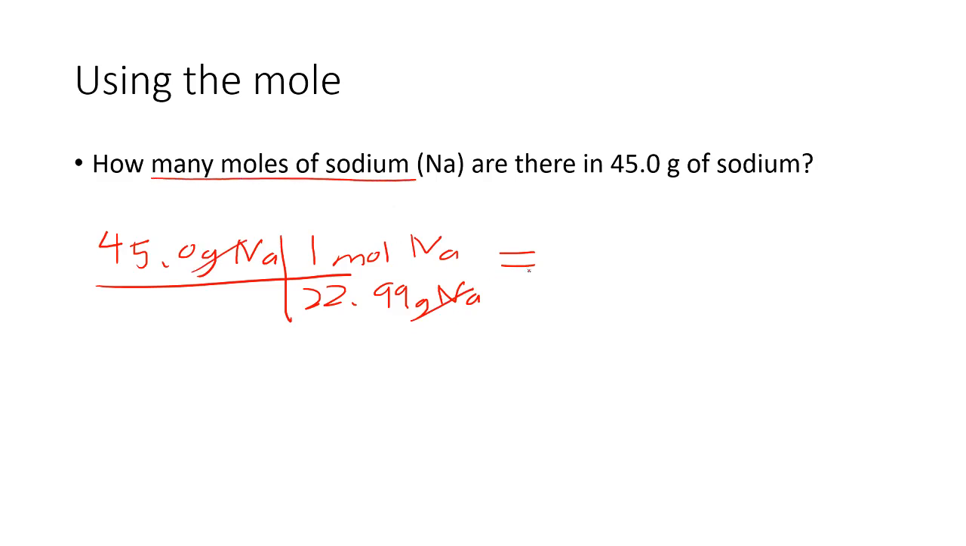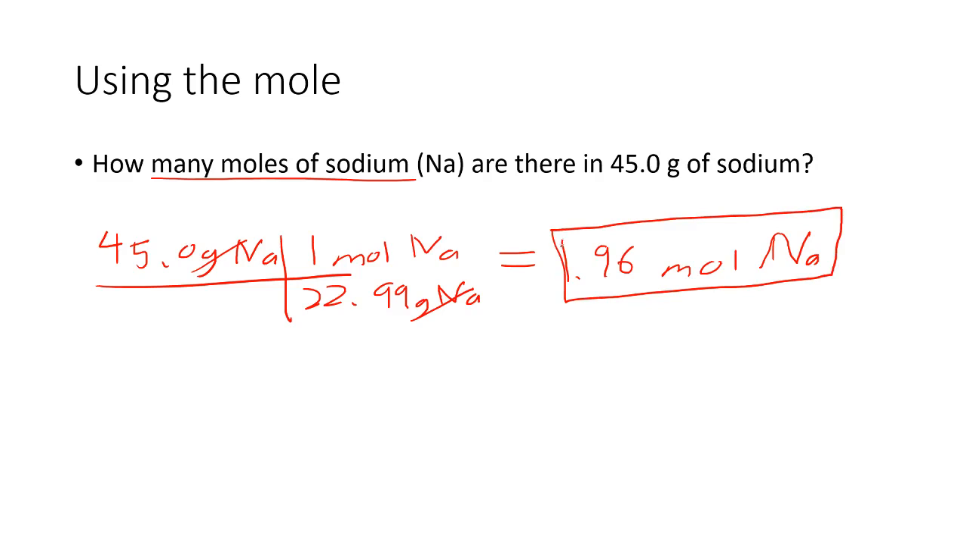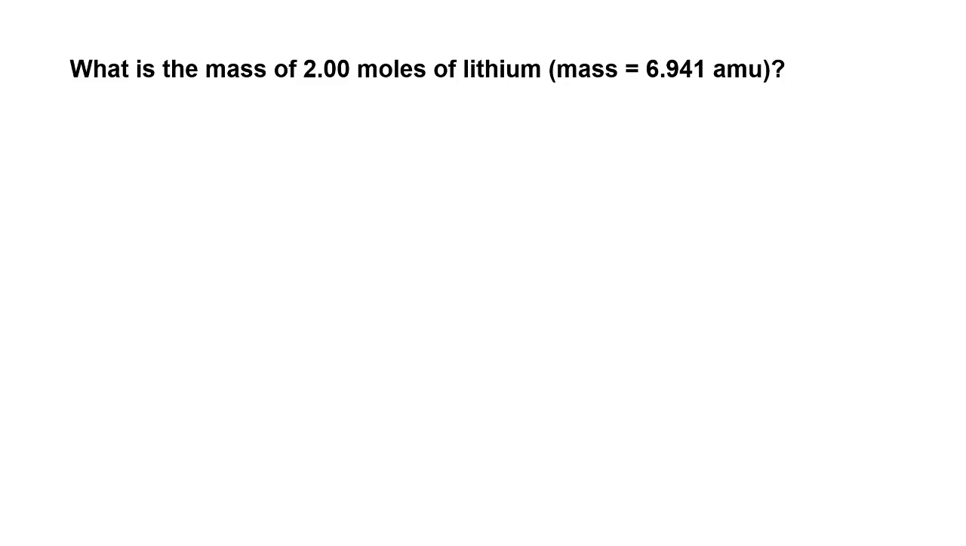And when I do 45 divided by 22.99, I'm going to get 1.96 moles of sodium. Again, 3 significant figures because there were 3 in my question. And make sure to always check on that. You will note that a lot of questions we tend to have about 3 significant figures. That's just because it's a fairly common amount of how much I'm going to measure carefully, but that doesn't mean it always has to be 3. So make sure you check each time.